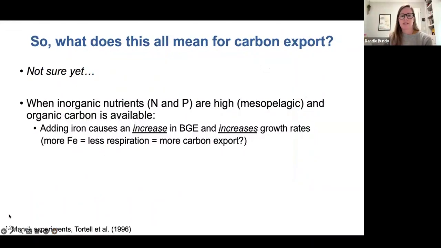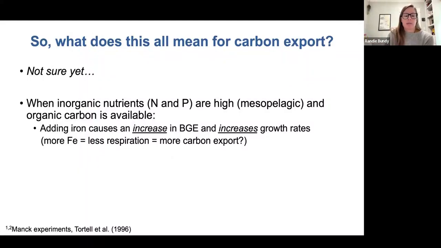So what does this all mean for carbon export? I think we're not sure. It's very complicated. For example, in our experiments in the mesopelagic, inorganic nutrients are relatively high. We're in the nutricline, and organic carbon is lower, obviously, than in surface waters, but there's still some amount available. And what we saw was that when we added iron, there was an increase in bacterial growth efficiency and increases in growth rates. So when we added more iron, there was less respiration. So does that mean there's more carbon export?